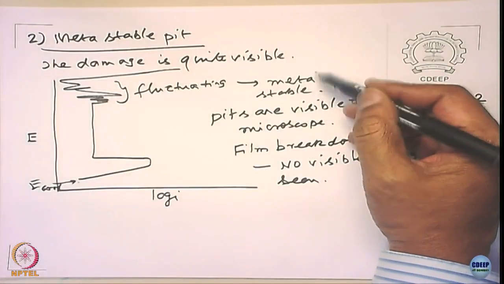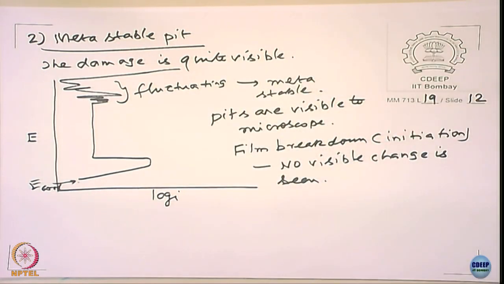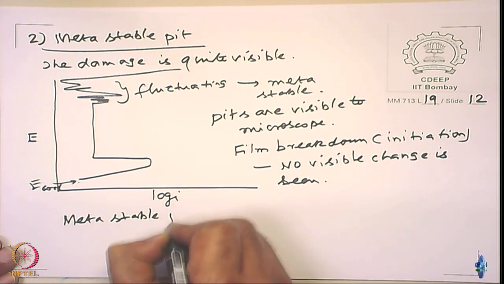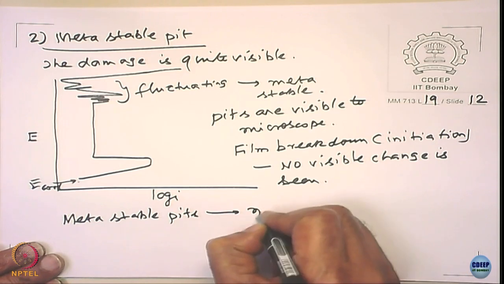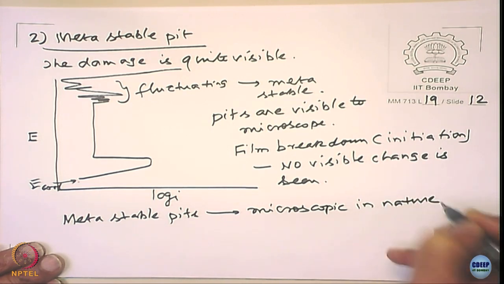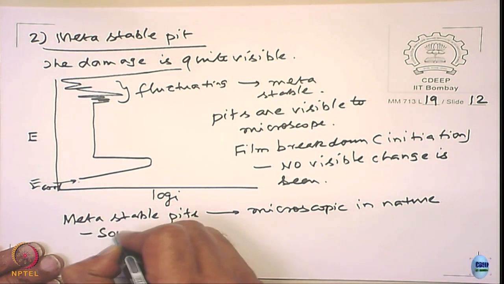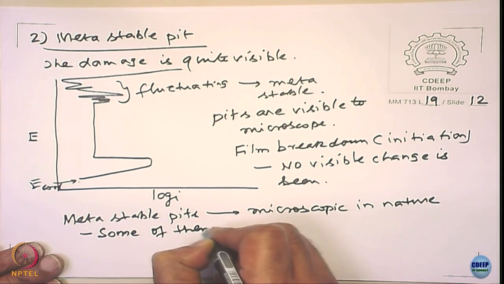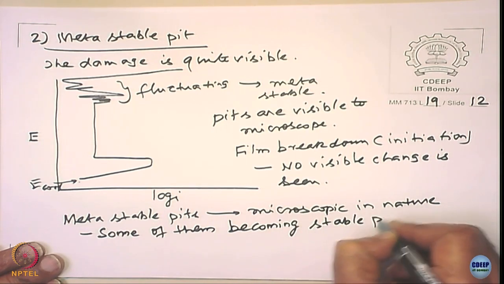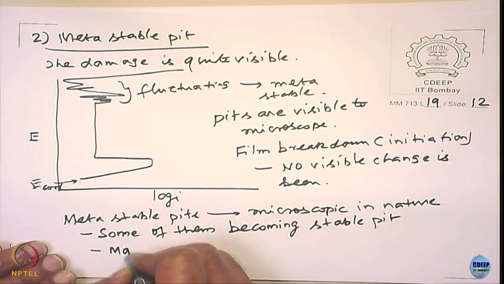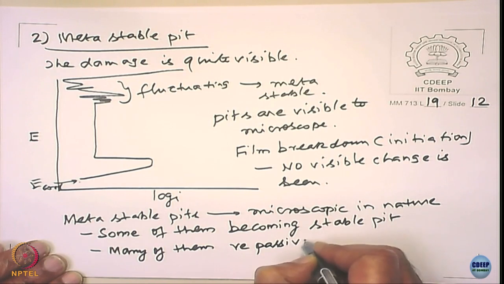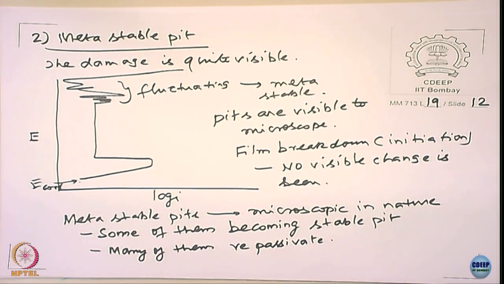So you see a metastable pit here, okay, which is observable in the microscope, and these metastable pits are microscopic in nature, okay. Some of them become stable pits, and many of them re-passivate. It goes to the original state of passivity.